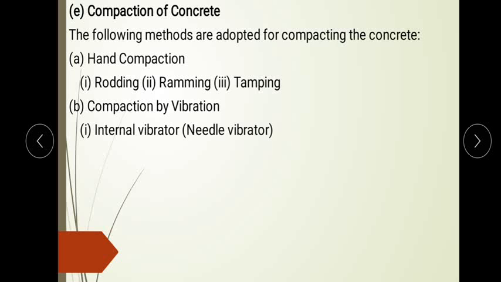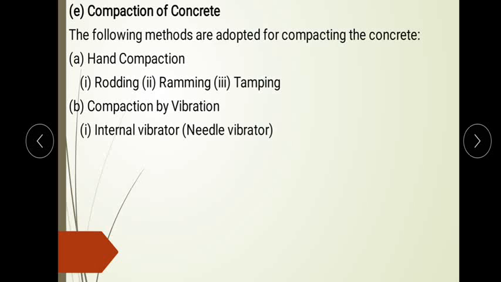Next one is compaction by the vibration method. Vibration may be done by using machinery like a needle type of vibrator, that is an internal vibrator. There is a machine whose end consists of a needle, and after placing the concrete in a component, by placing that vibrating rod on the concrete, it will be vibrated, and that vibration should be in a specified manner. It won't be over vibrated, it should be in a controlled way.